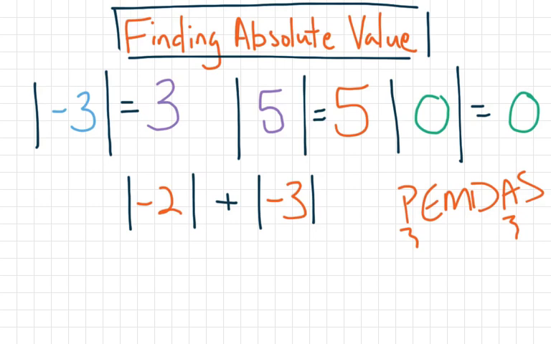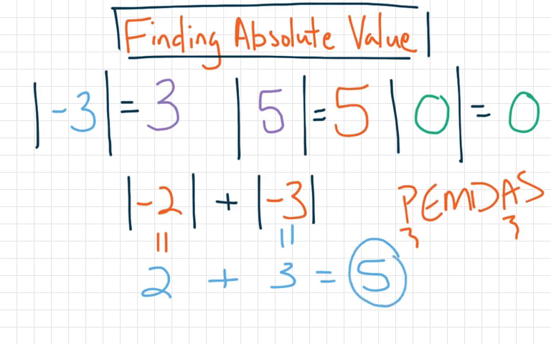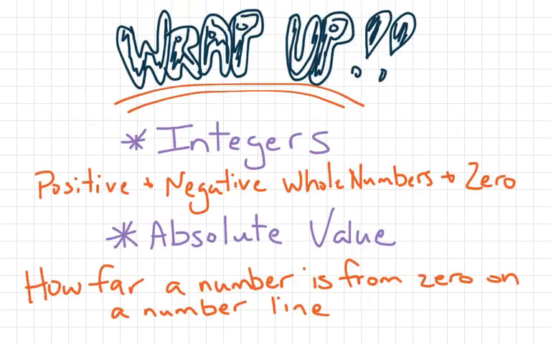You would want to find the absolute value of both negative 2 and negative 3, and then add those values together. How far away is negative 2 from 0? It's 2 spaces. How far is negative 3 from 0? 3 spaces. My last step following order of operations would be to add those together. So the final answer here would be 5. What's the absolute value of negative 2 plus the absolute value of negative 3? The final answer is 5.